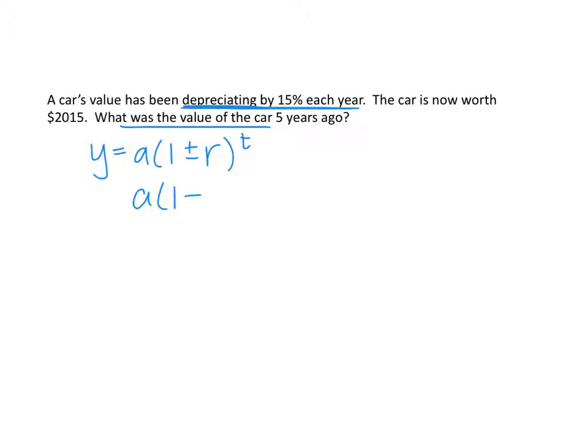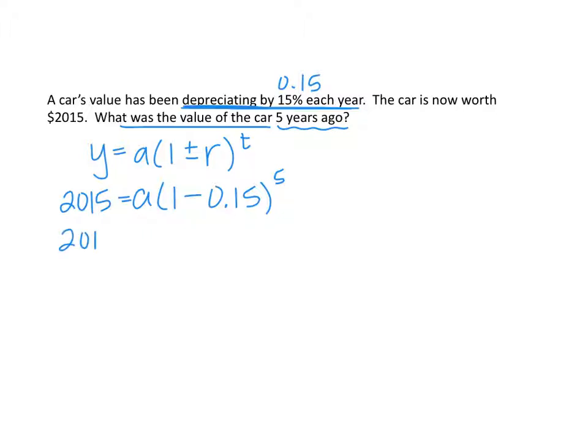1, I'm going to put a minus because it's depreciating by 15%. I'm going to change the 15% to 0.15, that's how you would write 15% as a decimal, and then to the t, the unit of time is 5 years. After 5 years of depreciation, it equals $2,015. So this is how we're going to set up our equation. We don't know the initial amount, we want to solve for A.